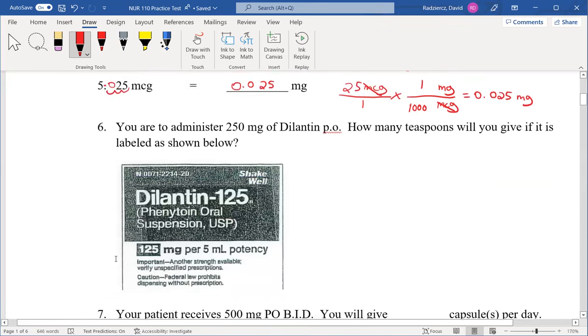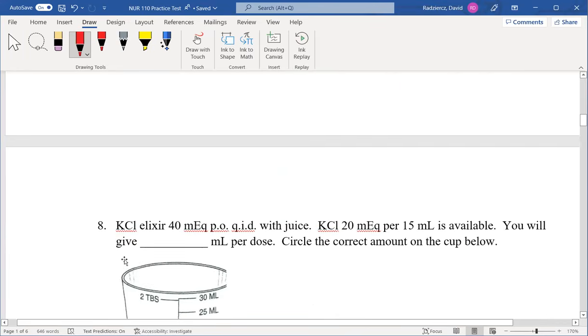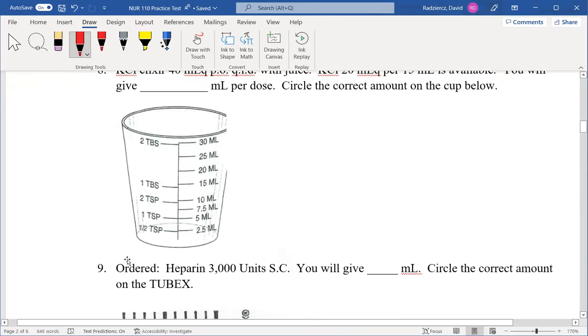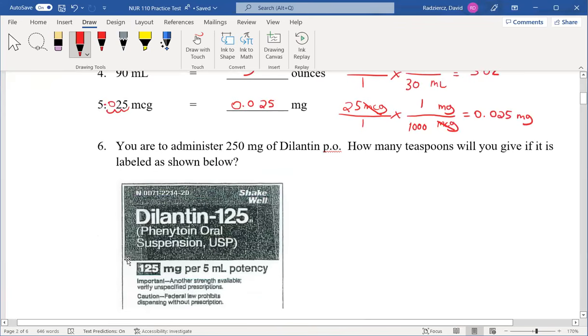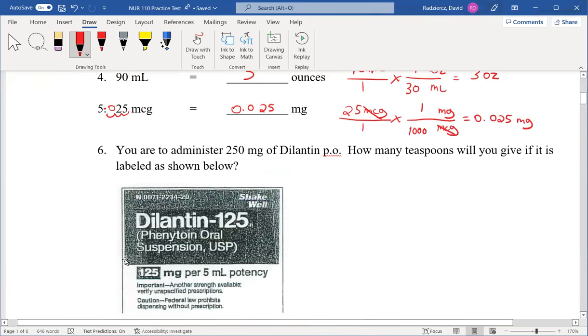Okay. Oh, you know what? I think this test doesn't have the input questions on it. That's okay. We can go back to that at some point. So, all right. This is one of those things where you want to remember to read the question. It says you administer 250 milligrams of dilantin. Then it asks how many teaspoons will you administer given the label below.